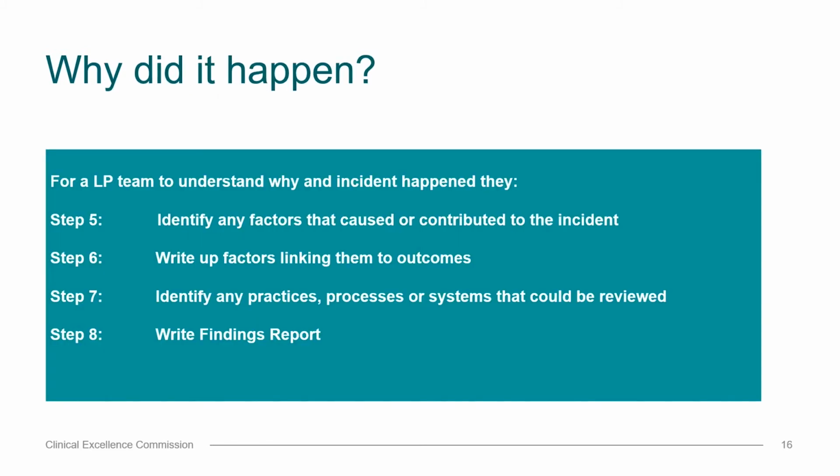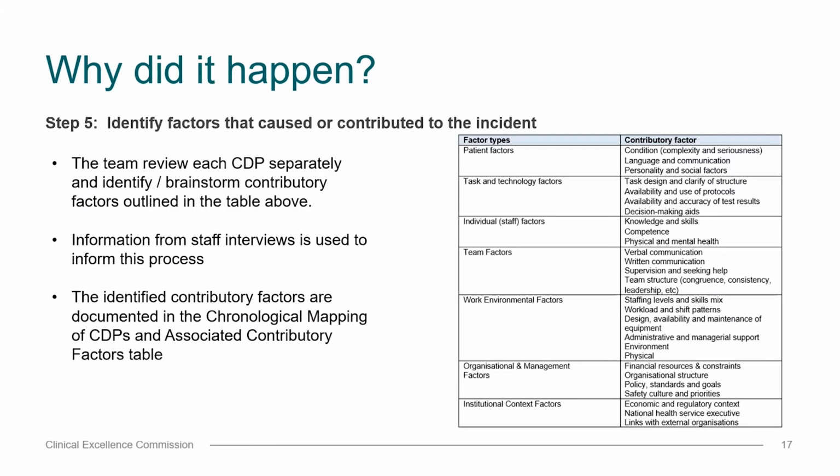A team completing a London Protocol review undertake 4 steps to work out why an incident happened. Step 5 in the process is to identify factors that caused or contributed to the incident. The team review each care delivery problem and brainstorm the contributory factors using all of the information gathered.